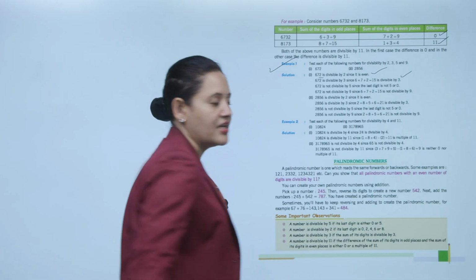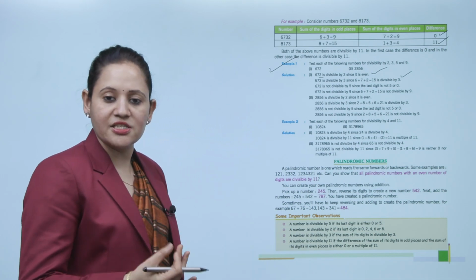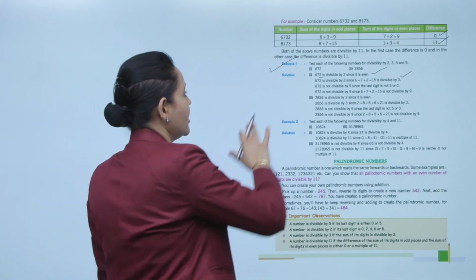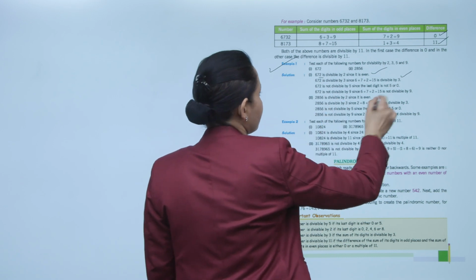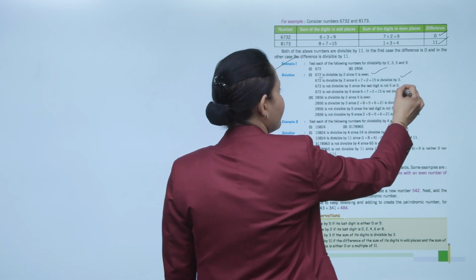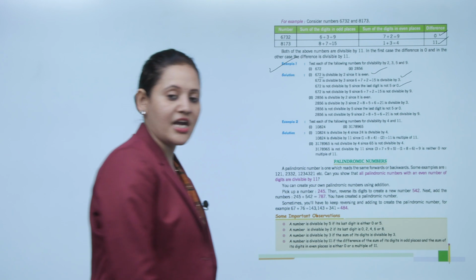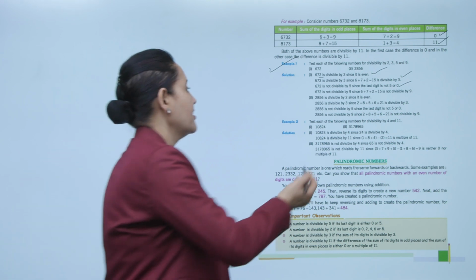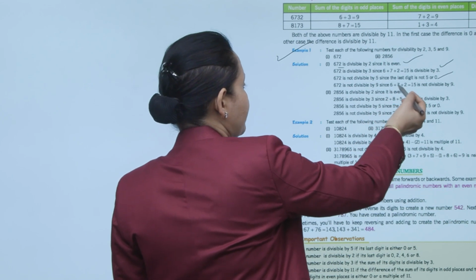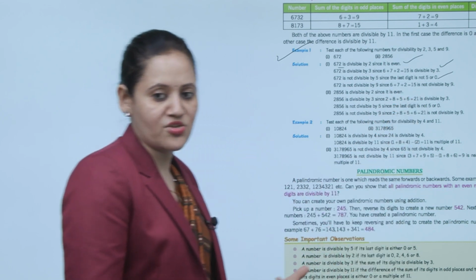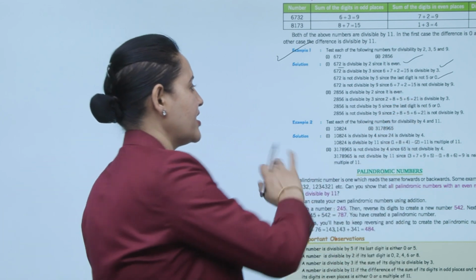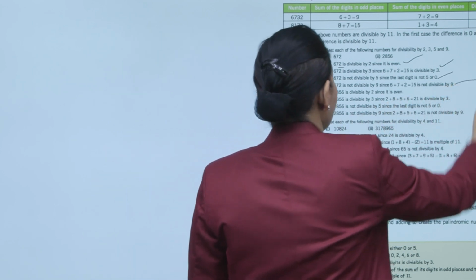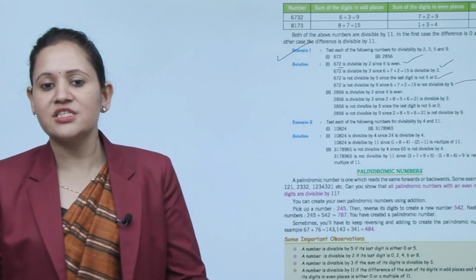For 5, the unit digit should be either 0 or 5. Here it is not, so this given number is not divisible by 5. For 9, the sum of digits should be divisible by 9. So 6 plus 7 plus 2 is 15, and 15 is not divisible by 9. So the given number is not divisible by 9. This is how we can check.